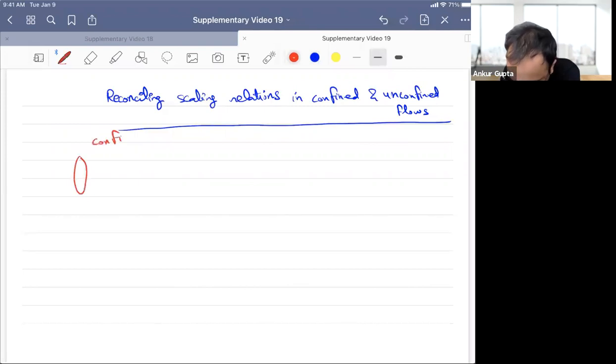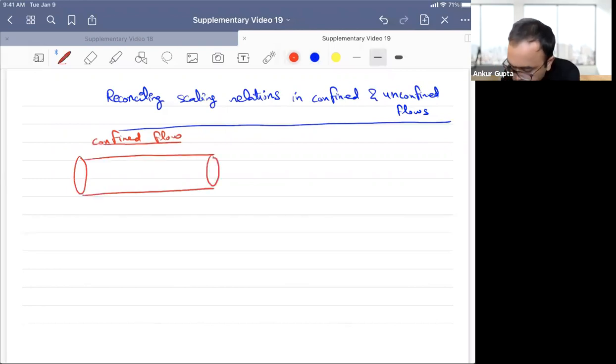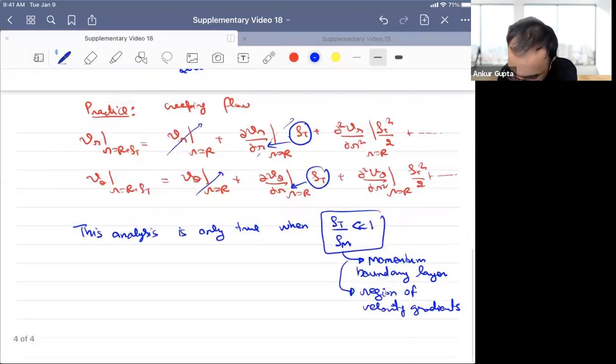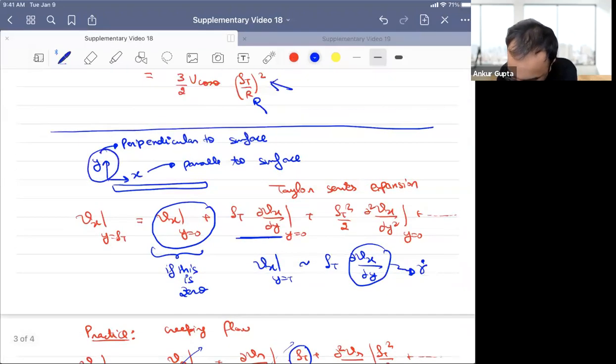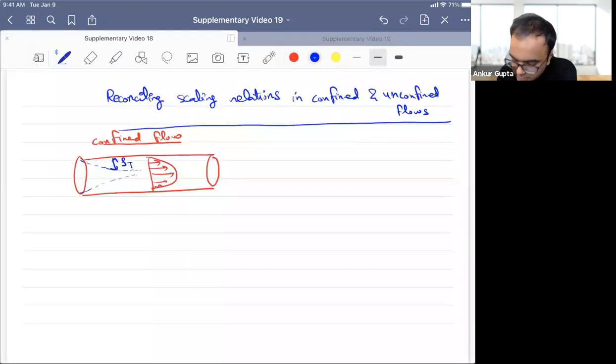The first problem we did in the confined flow, the non-uniform velocity, was the case where you had a parabolic profile like this. We say that the flow is fully developed entirely, and the temperature was something like this, where this is delta T. And I will use the coordinate system that I introduced in supplementary video 18, which is that we will use the y direction as perpendicular to the surface and the x direction as parallel to the surface to solve these systems.